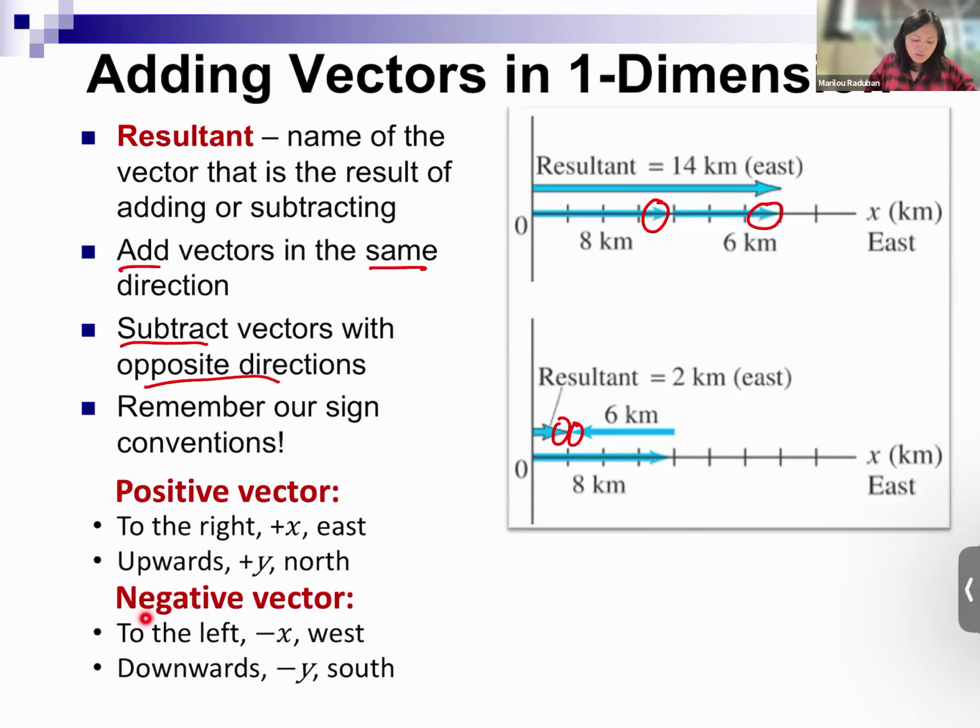Take note of our sign conventions. We will use the same sign conventions here. When we do addition and subtraction of vectors, we arrive at a single vector. This single vector is what we call the resultant vector. So the resultant vector is essentially just the result, the vector that is a result of adding or subtracting.